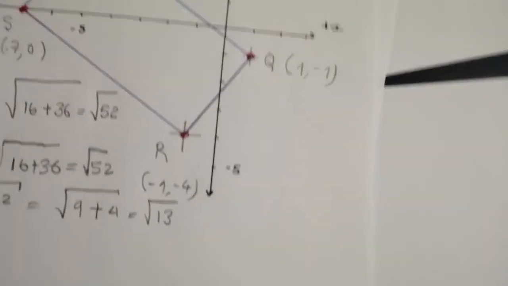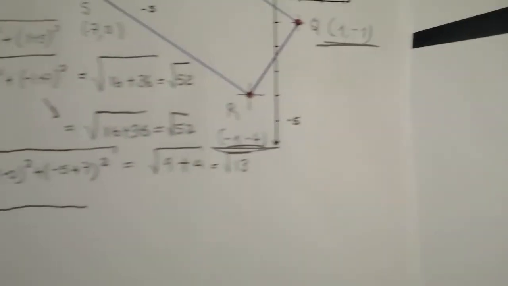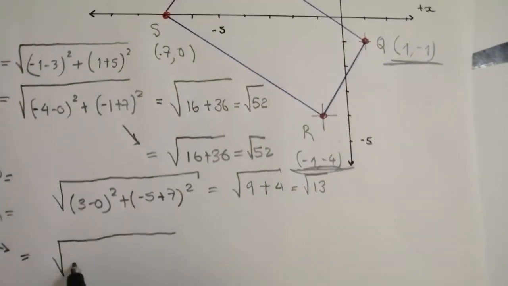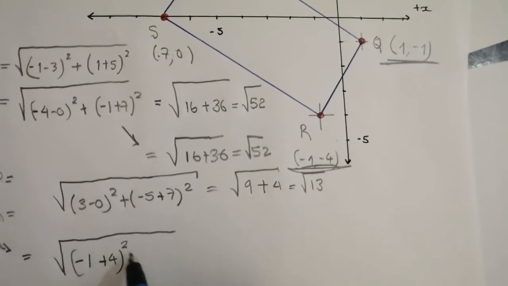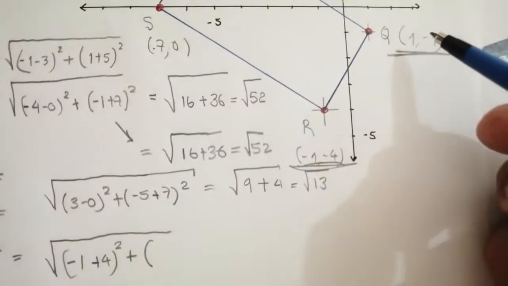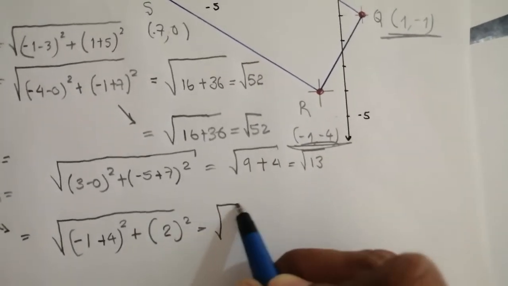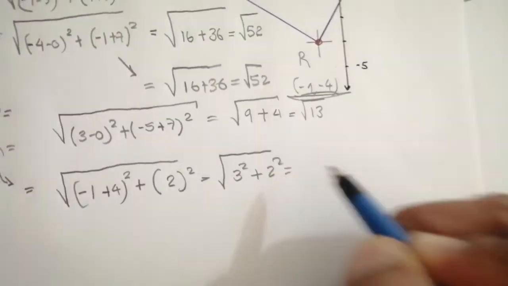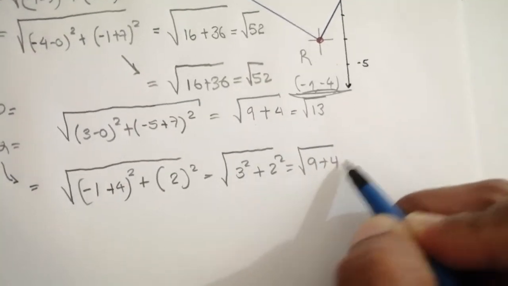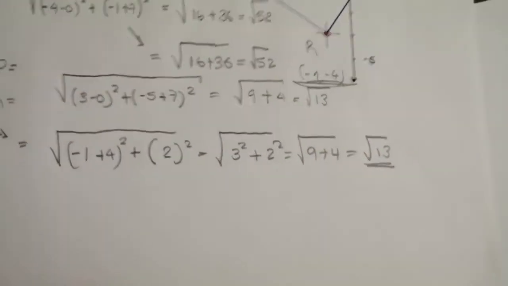Finally, I'm going to find the distance between vertices RQ. R is (-1, -4), as you see here, and Q is (1, -1). So it will be (-1 minus -4) squared, so negative 1 plus 4 squared, plus (1 minus -1) squared, so 2 squared. From negative 1 plus 4, I have 3 squared, and 2 squared, that will be the square root of 9 plus 4. So again, I have the same square root of 13.